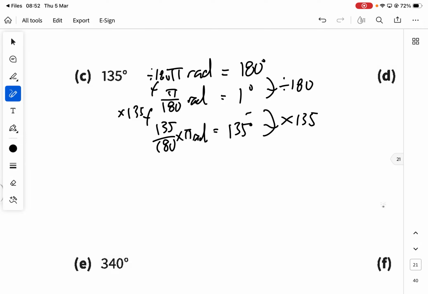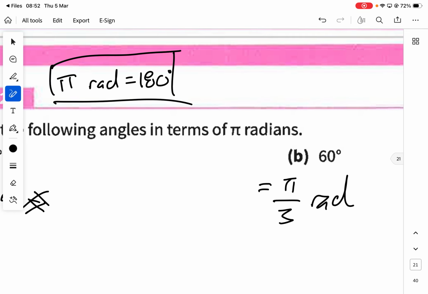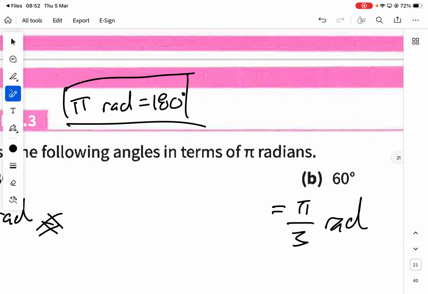So this time I key in the pi, I will have 0.4537856 radian. Okay? 3 significant figures, 0.454 radian.